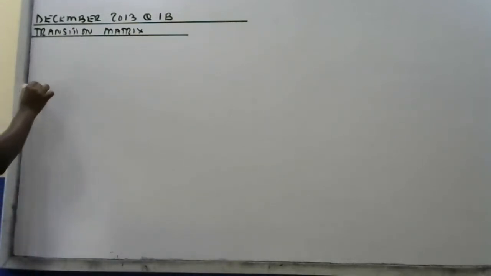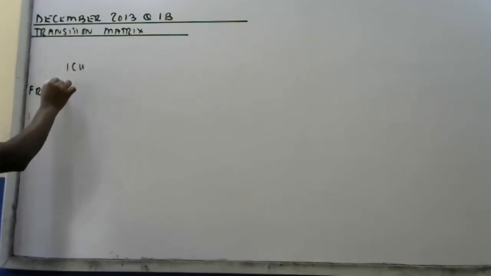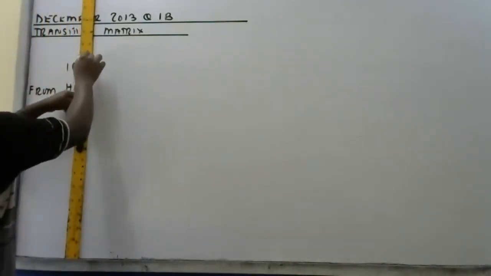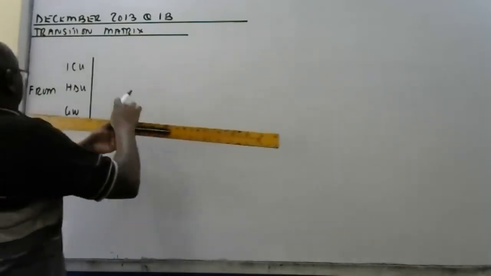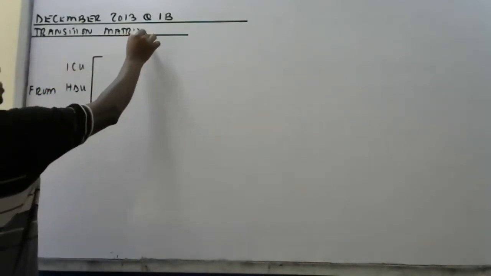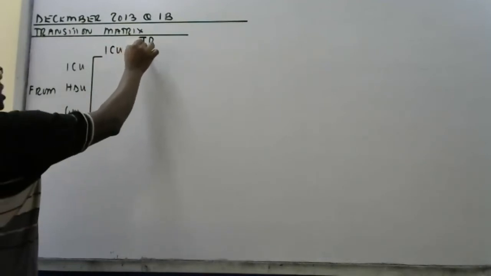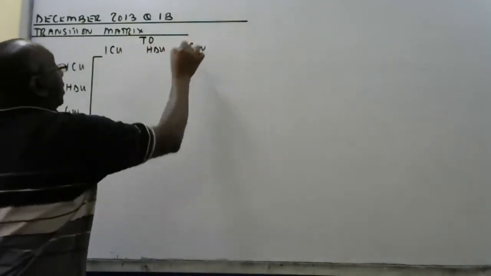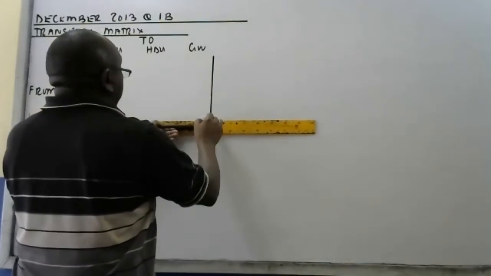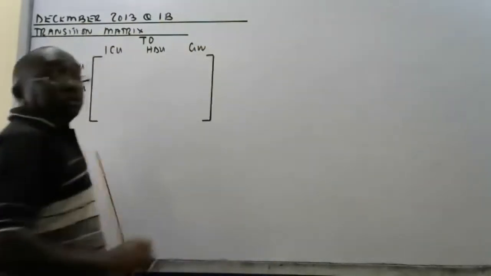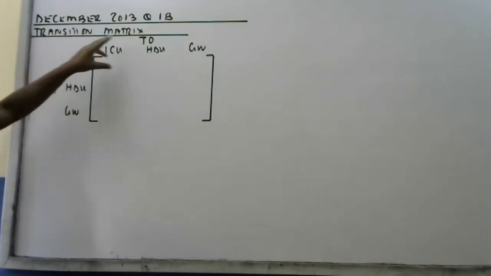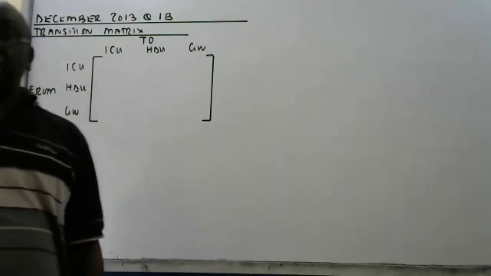This side we say from, so from ICU, high dependency and the general ward. Then on this other side, we say to: ICU, high dependency units and the general wards. So you can see the style of the transition matrix. This side we say from, and here to. So we prepare that now.